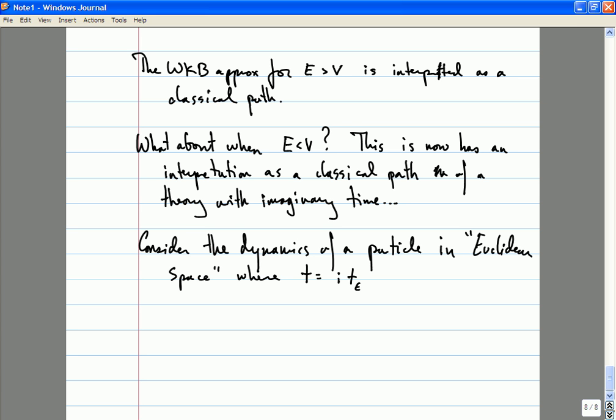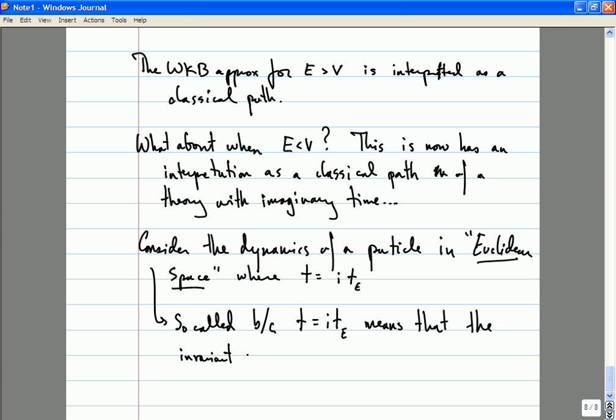Why do I say that this is a particle in Euclidean space? I call it Euclidean space because when t is purely imaginary, the invariant interval of special relativity, the invariant interval between two events, x squared minus t squared, becomes the usual expression for the length between 2 points in Euclidean geometry.